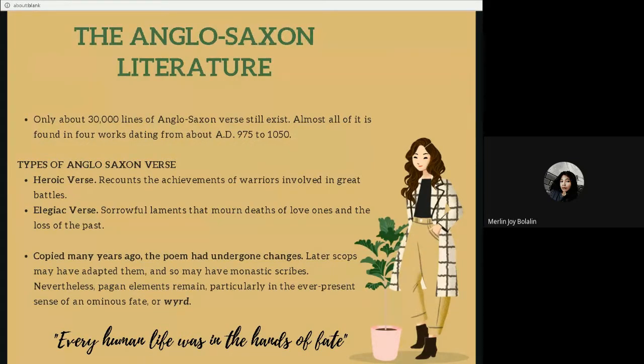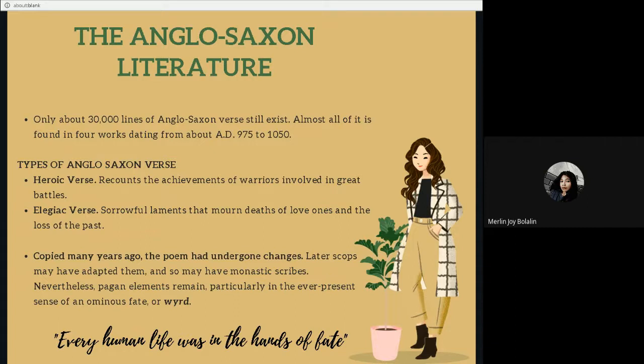Now, copied many years ago, the poem had undergone changes. Of course, because some were translated. Some of the literature was written in Latin, that's why there are translators, and it underwent a lot of changes. Later, scops may have adapted them, and so did many monastic scribes. However, we cannot change the elements of Anglo-Saxon literature.